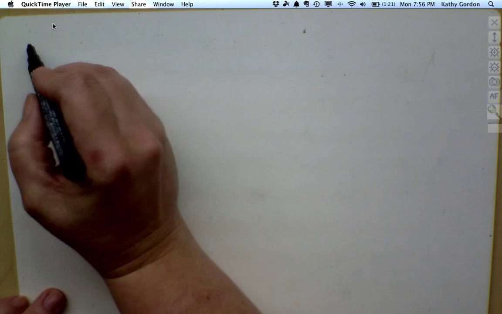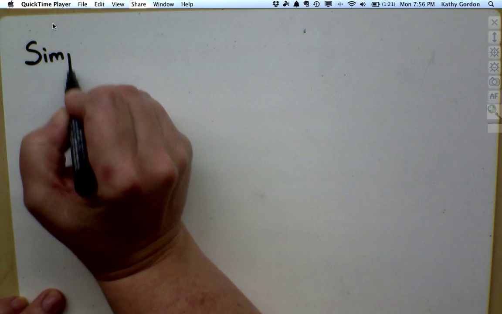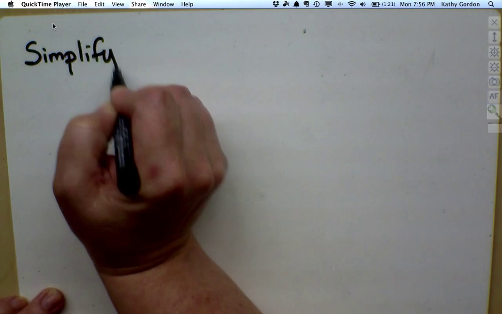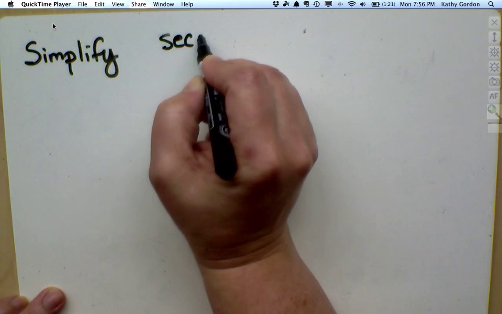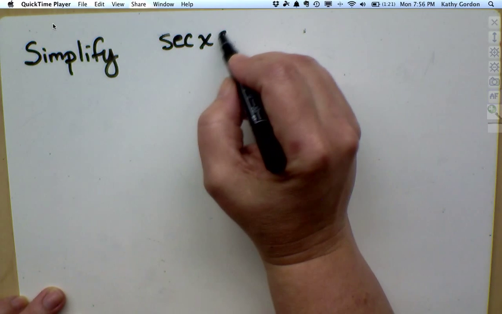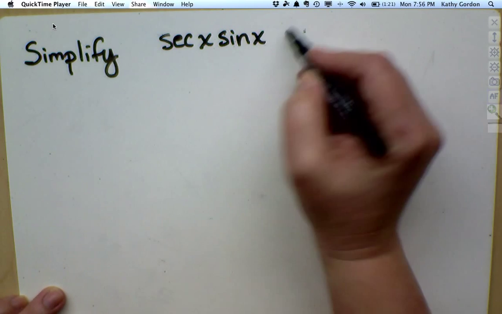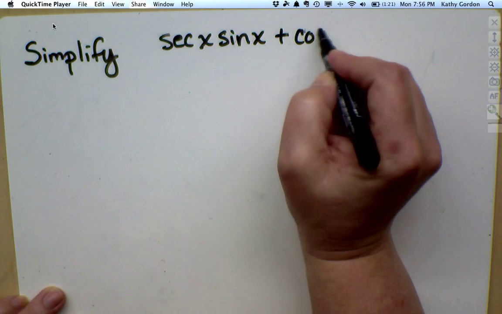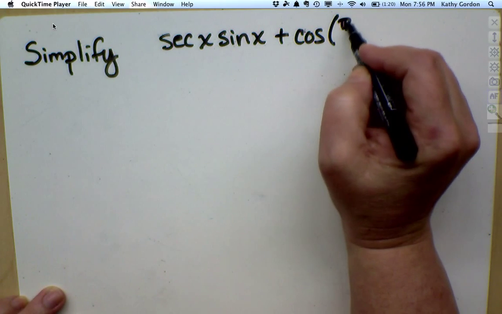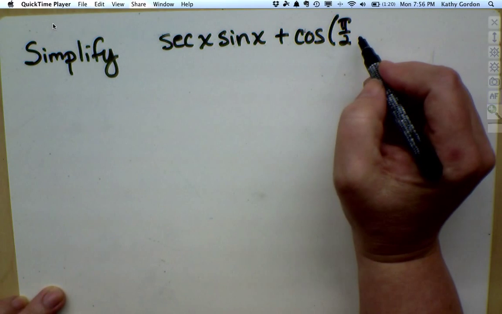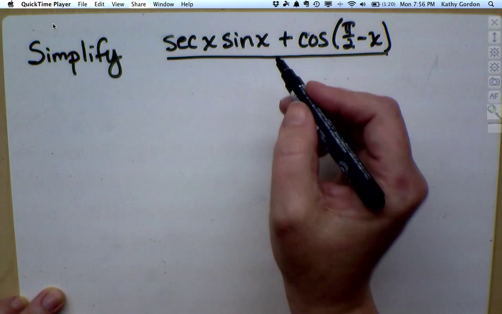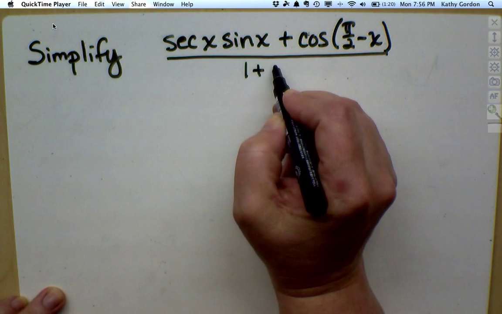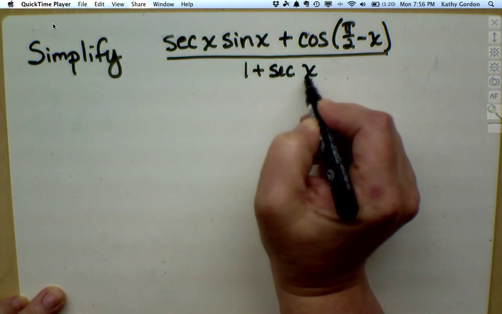So let's try one more example. Let's try something a little more complex this time. So let's say we want to simplify the secant of x times the sine of x plus the cosine of pi over 2 minus x, all of that over 1 plus the secant of x.